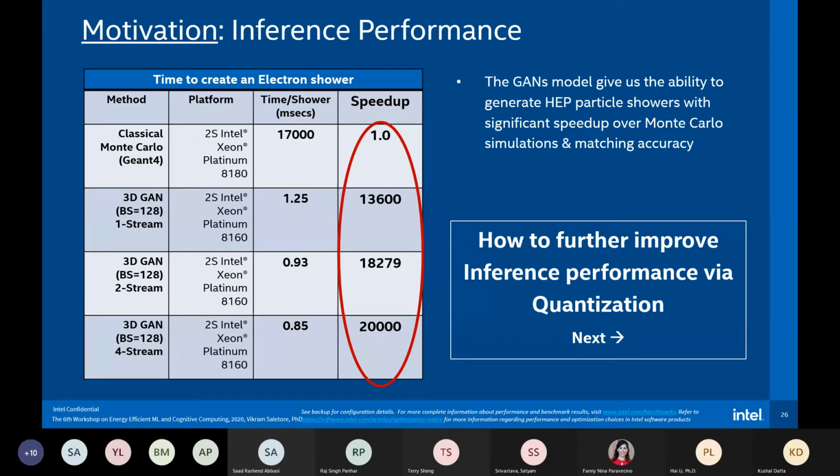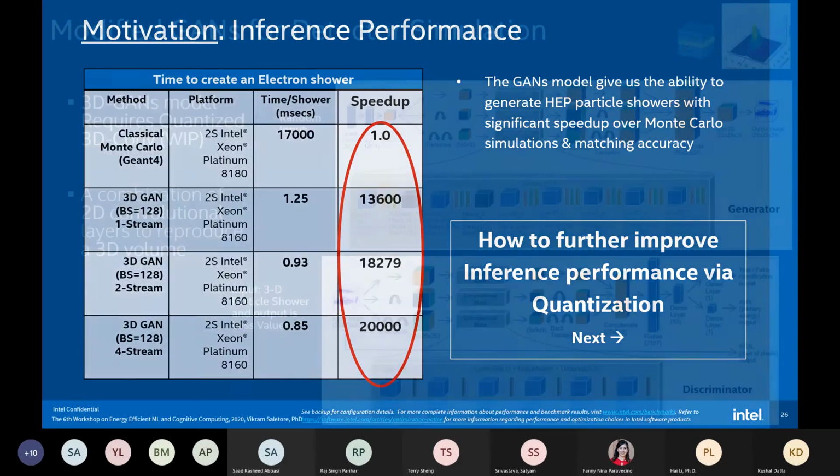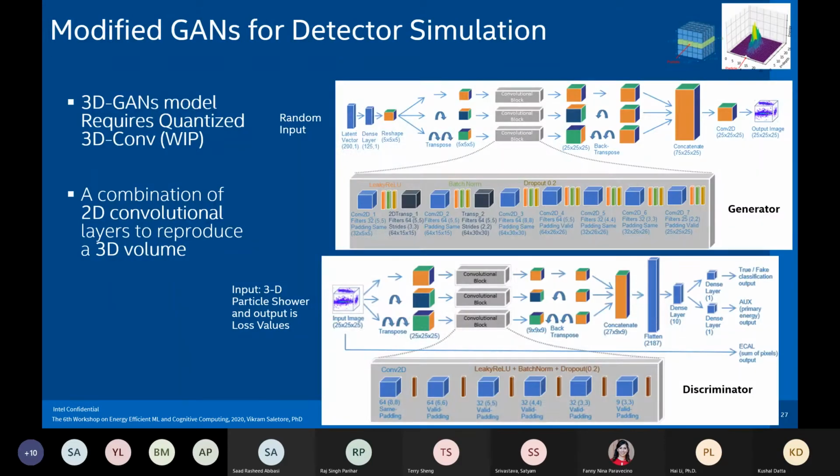So the question is, given that we have this way to generate data, think about the amount of energy or the time spent in just running simulations with Monte Carlo. So the question is, how can we further improve this performance via quantization? So let me go to the quantization part of it.